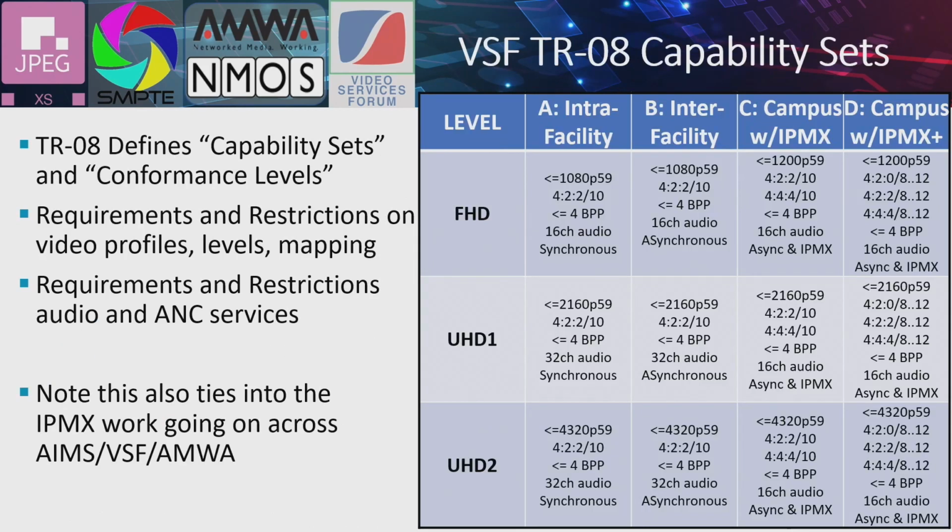So what are these capability sets in TR08? Well, we said there's 3 levels, HD, UHD1, UHD2, just like we had in the other document. But we also had some use cases, so capability sets and conformance levels. So the levels are how big a picture and how high a frame rate as well. And then the capability sets are based around use cases. So the intra-facility use case is designed for, if I was running inside my own plant, just within my 4 walls. So timing recovery is synchronous, which is the interesting one. 16 channels audio, 1080p, whatever.